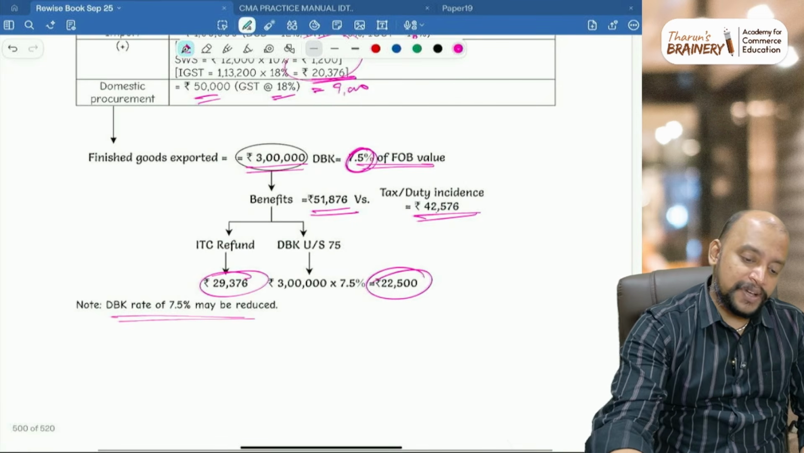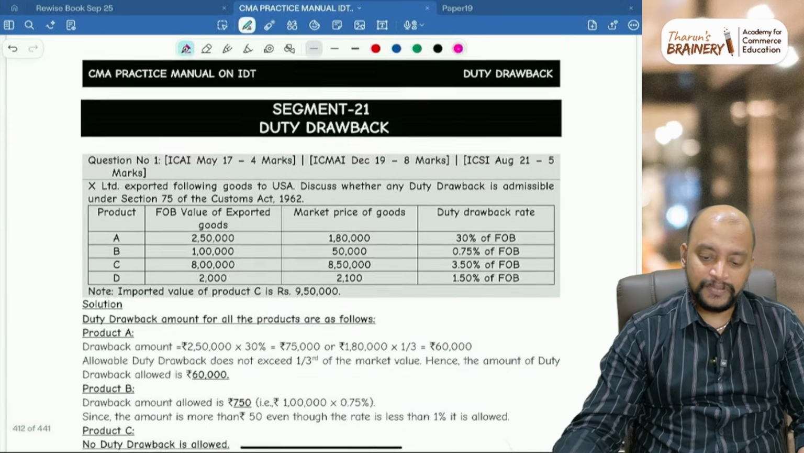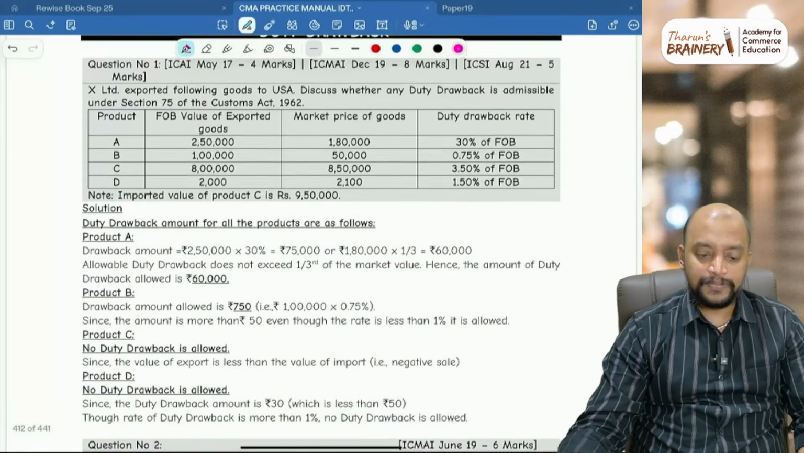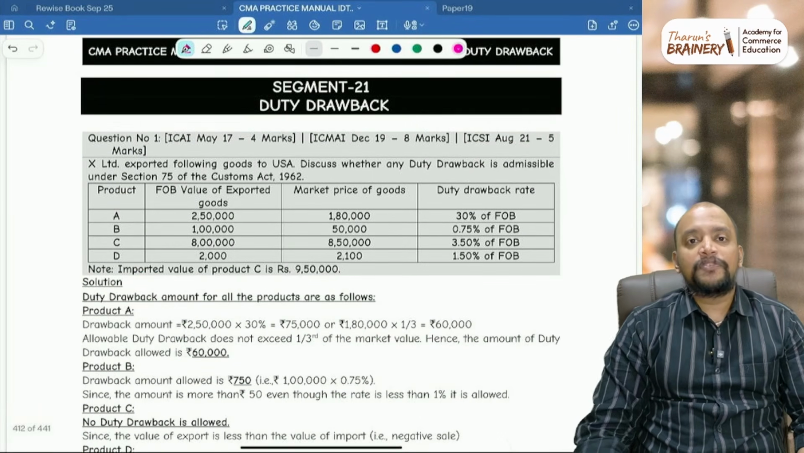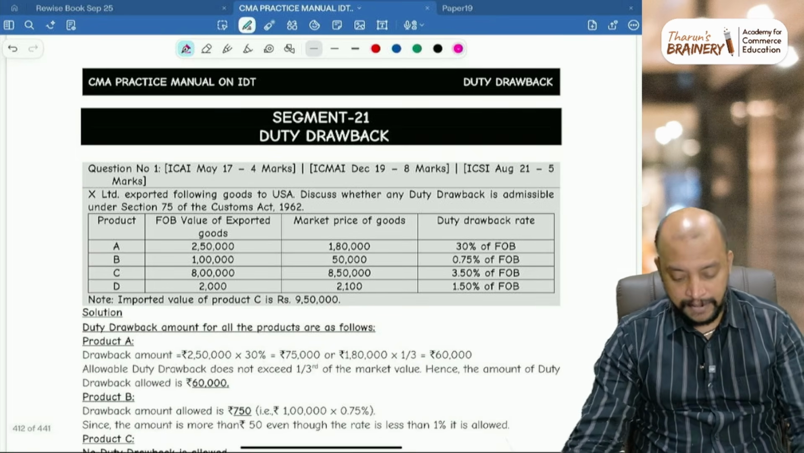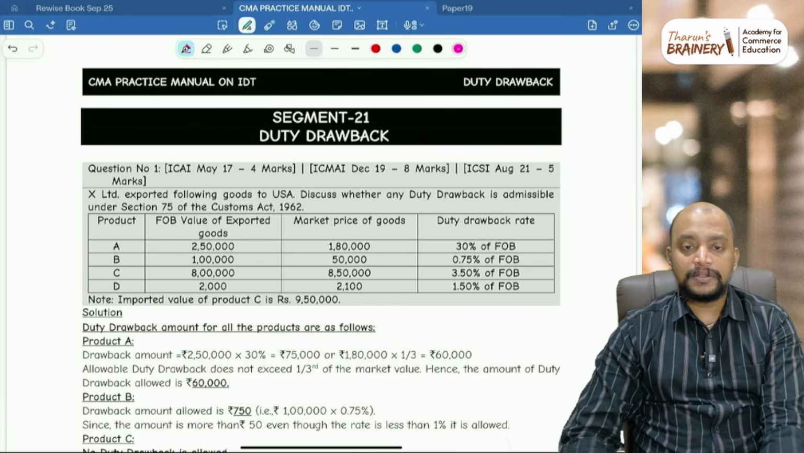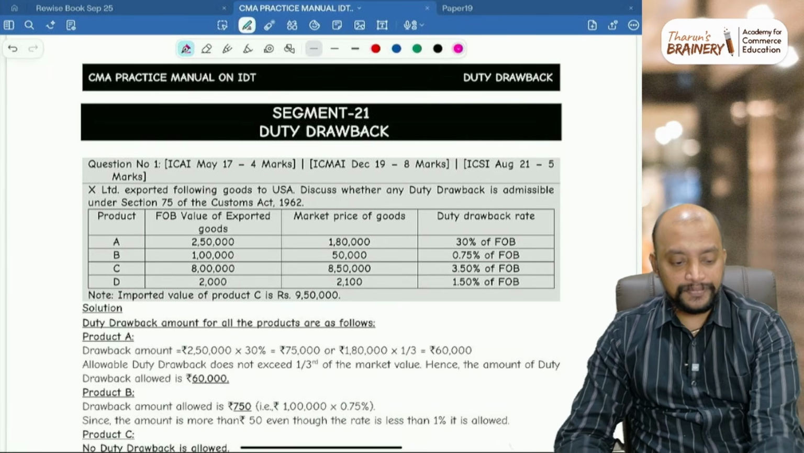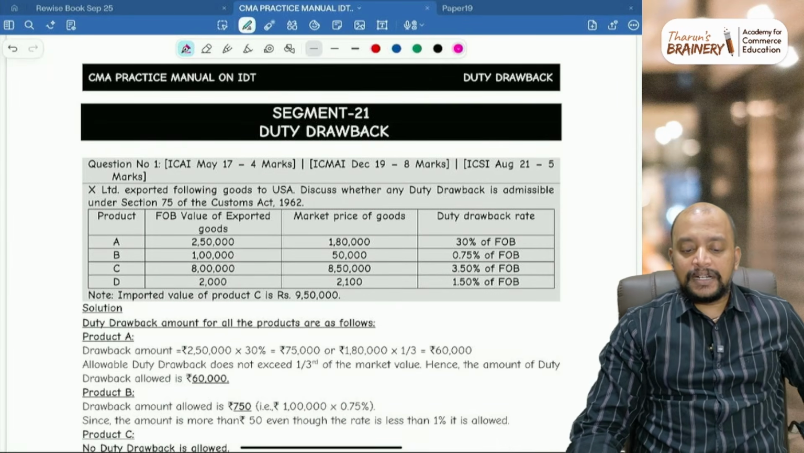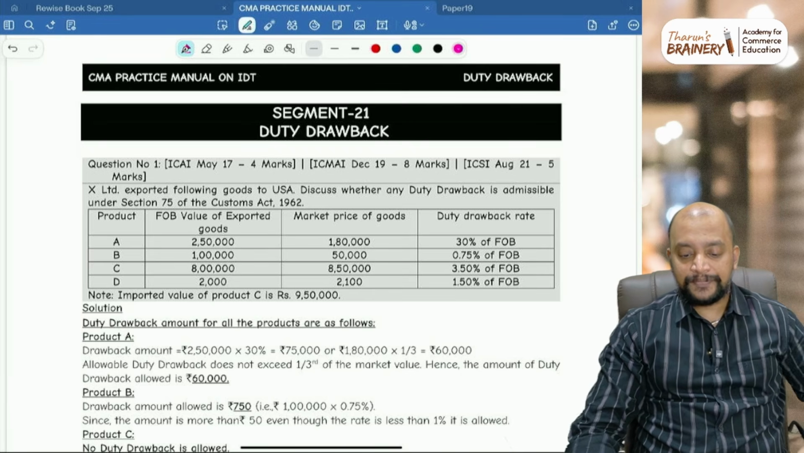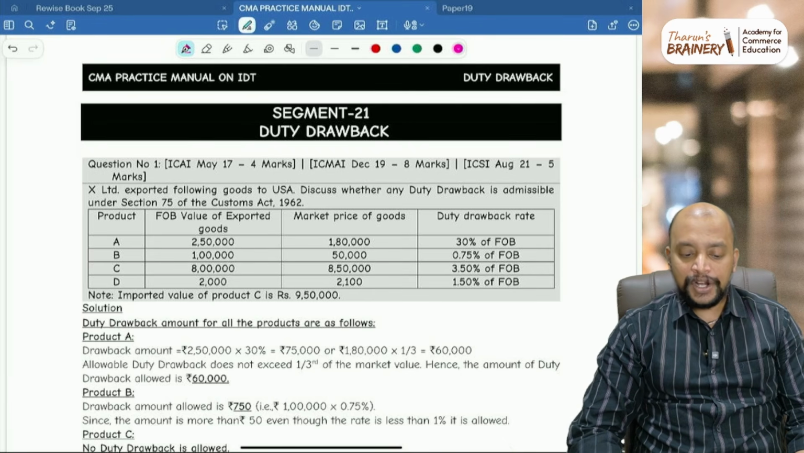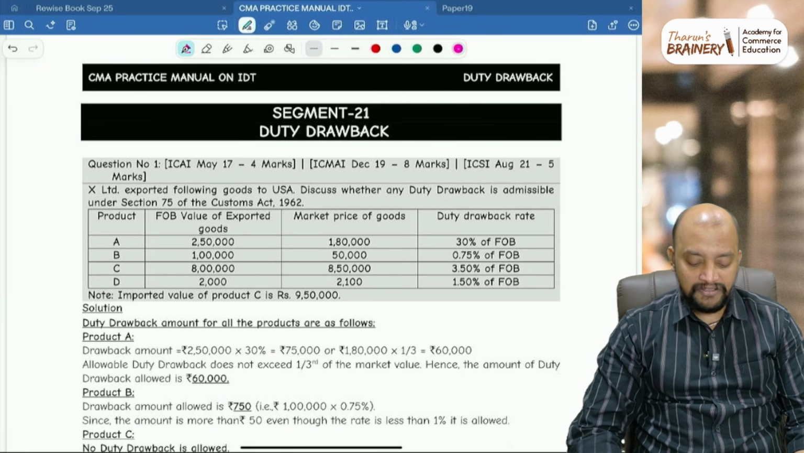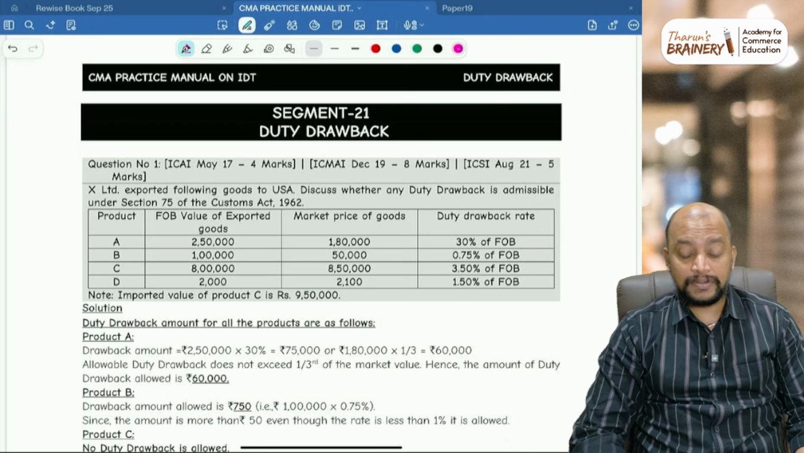Let's see some questions related to this. Please look into page number 410 of the practice manual, CMA practice manual. You see that page number 410, question number 1. X Limited exported the following goods to USA. Discuss whether any duty drawback is admissible under section 75. So they are asking about 75 here.